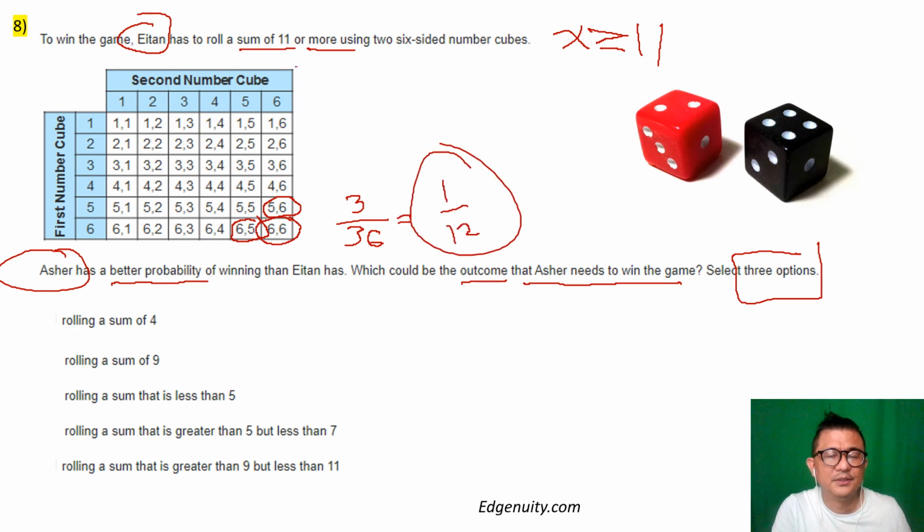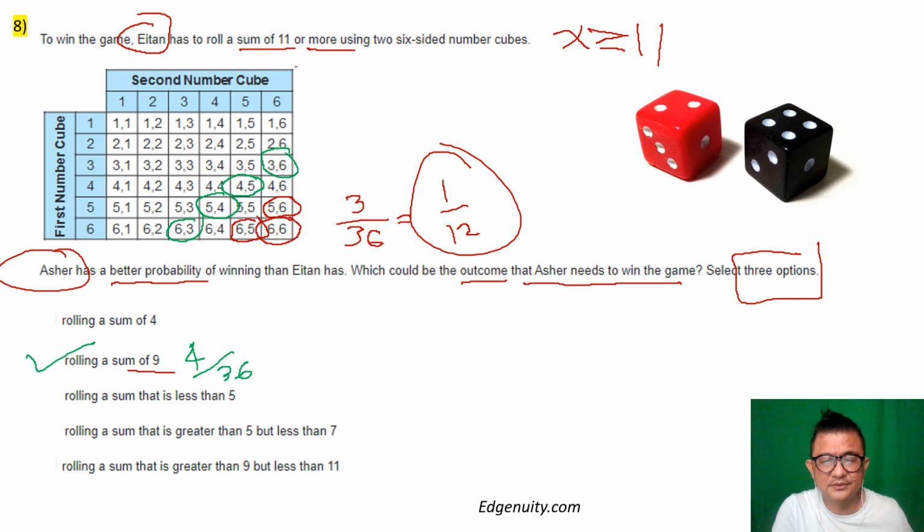Okay. Now, how can Asher win? Asher will win if he rolls a sum of 9. Do you agree? To get a 9, let's check the 9s. How many will get a sum of 9? That's a 5 plus 4. Which else will add as 9? 3 and 6. 6 and 3. What else will add as 9? So that's 4 chances, right? 4 out of 36. So he wins here.